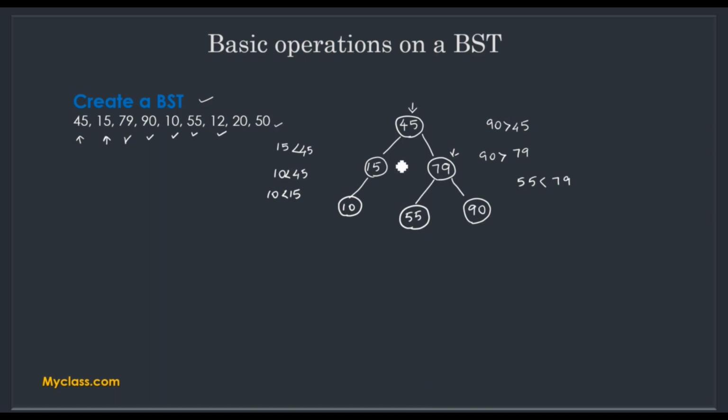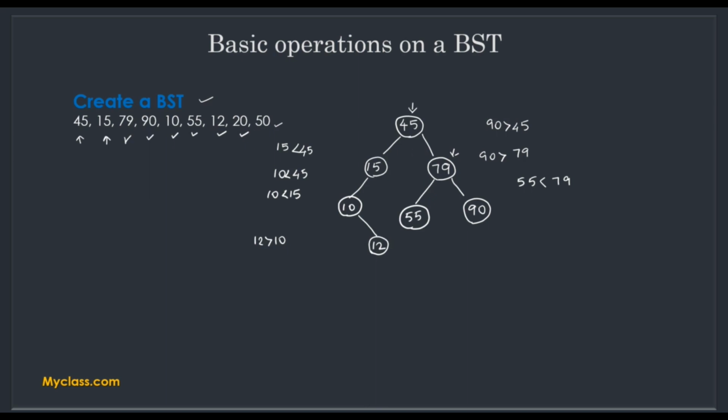Then the next element, 12. 12 is less than 45, so we go to the left subtree. Then 15. It is also less than 45. Then again we travel to the left part. Then 10. 12 is greater than 10, so we travel to the right side of 10, but it is null. So we insert 12 as the right child of 10.